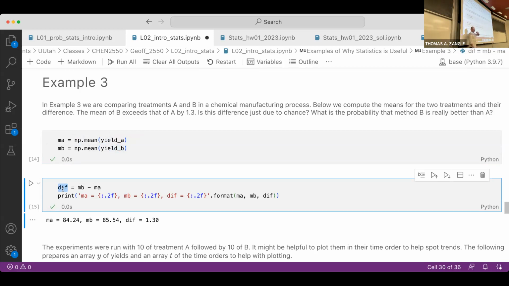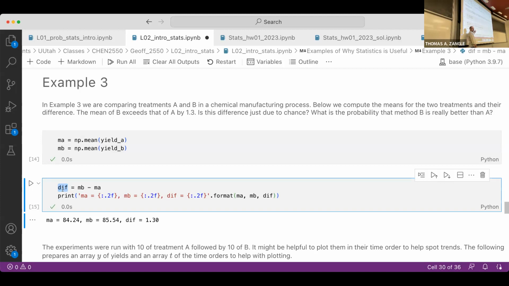So the naive first answer, before statistics, before we understand how to deal with the data, is, well, B is higher, right? Therefore, B is better. But that ignores any information we have about the variability within those two data sets. So we need tools to understand whether this is significant. Yeah, the mean is 1.3 higher. But is that actually meaningful?